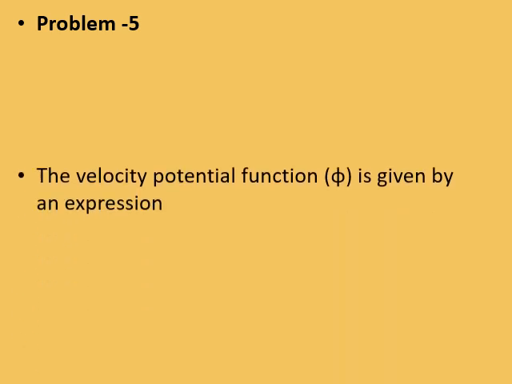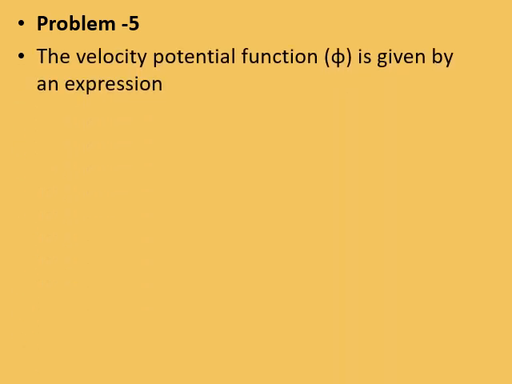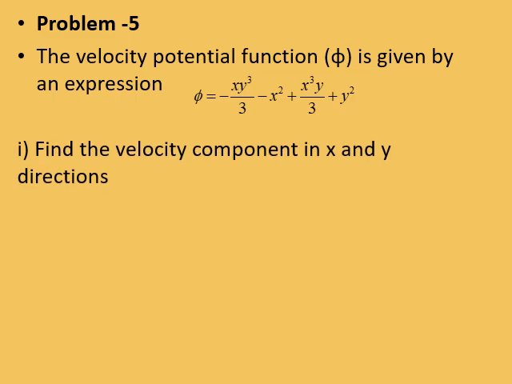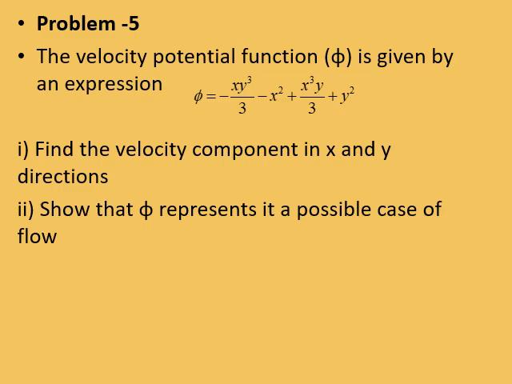Now numerical number 5. The velocity potential function is given by the expression φ = −xy³/3 − x² + x³y/3 + y². So this expression, the velocity potential function, is given. First, find the velocity components in the x and y directions. The second part: show that the velocity potential function φ represents a possible case of flow.